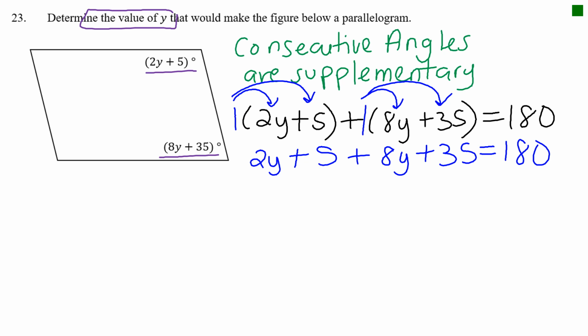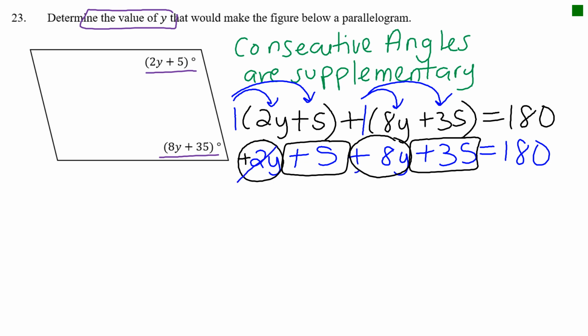Step 2, combine like terms. On my left, first thing I see is a 2y. It's positive. Anything else with the y, positive 8y. And then we're going to box up 5, which is a constant. Box up 35, which is also constant. Notice I didn't box up 180 because although 180 is a constant, it's on the opposite side of the equation. Okay? Combining circles, 2y plus 8y will give me 10y. Now the squares, 5 plus 35 will give me 40, and that's still equal to 180.